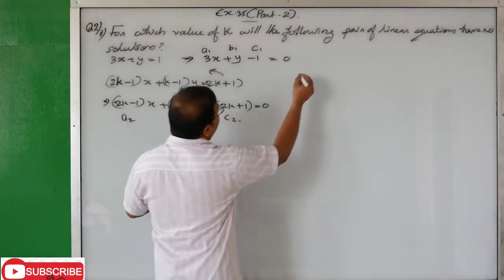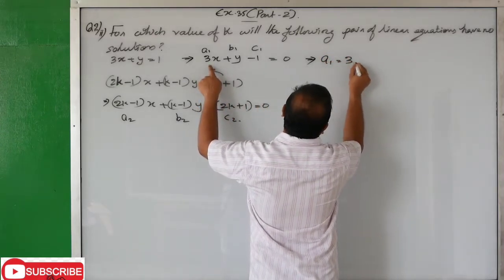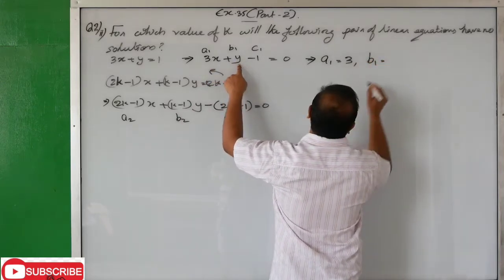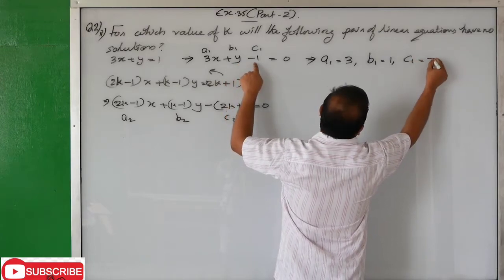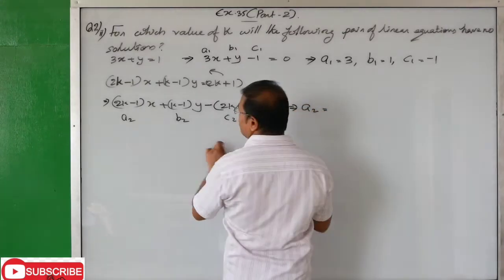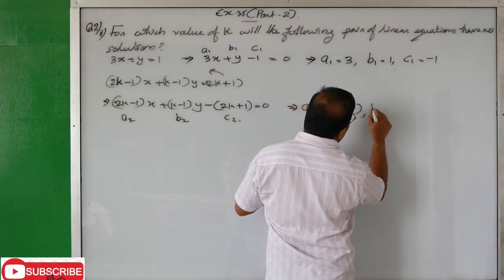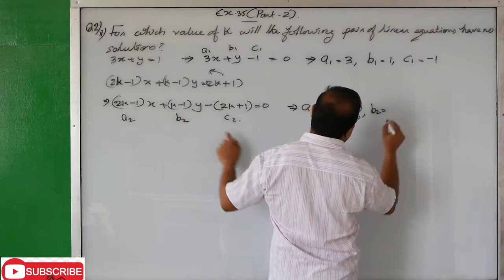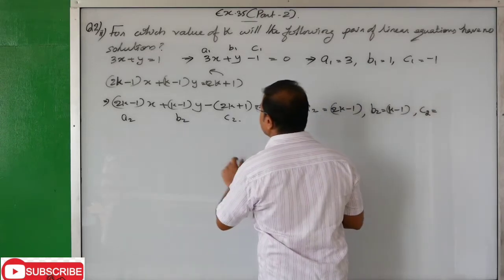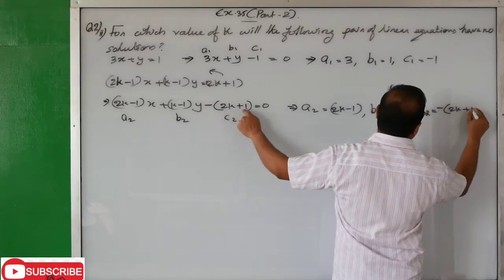So now from here we will write the values of a1, b1, c1. What is the value of a1? a1 is 3 and b1 is the coefficient of y, that is 1, and c1 is minus 1. Ready? Now second equation, what is the value of a2? a2 is this one, what is that? 2k minus 1. And b2, what is the value of b2? b2 is k minus 1 and c2. c2 is this one, what is that? Minus of 2k plus 1. Ready?